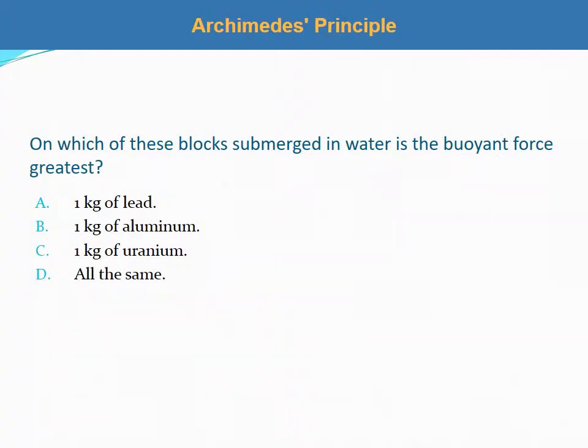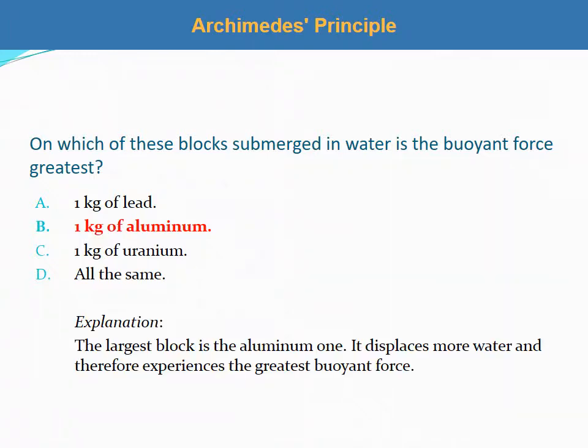On which of these blocks submerged in water is the buoyant force greater? A, 1 kilogram of lead, B, 1 kilogram of aluminum, C, 1 kilogram of uranium, or D, all the same? Answer is B, the 1 kilogram of aluminum. The largest block is the aluminum one. It displaces more water and therefore experiences the greatest buoyant force.